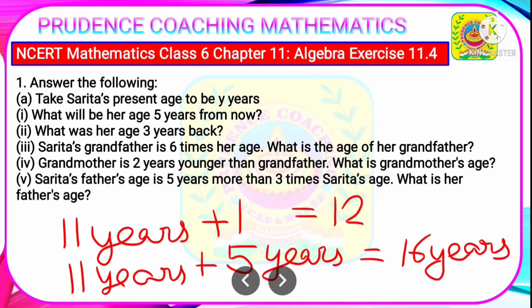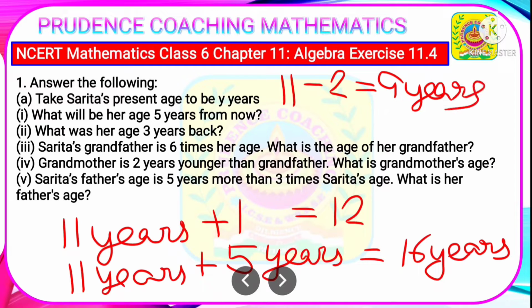So if I tell you now you are 11 years, then what was your age 2 years back? 2 years back means your age will be lesser than today. So here you are asked to find out your age 2 years back. Now you are 11, so 11 minus 2, you will get 9 years. So your age was 9 years before 2 years. Okay, so like this we solve.